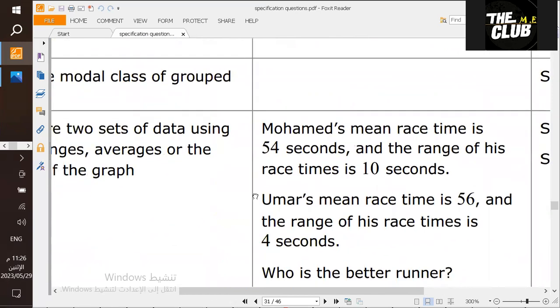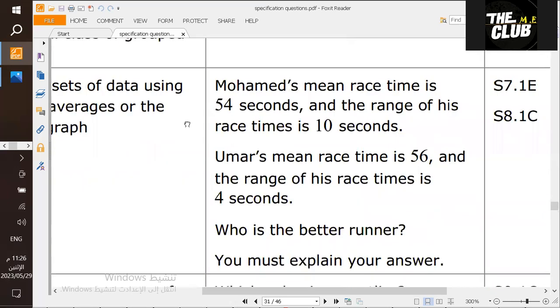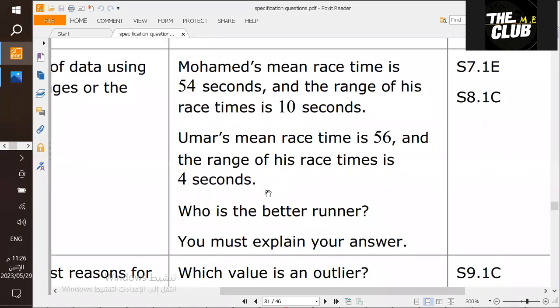Let's take a look at comparing data using these things. We have a range with average. For example, if I get a question like this, and they will tell me who is the better runner, and you have to explain your answer. You want to get the average.